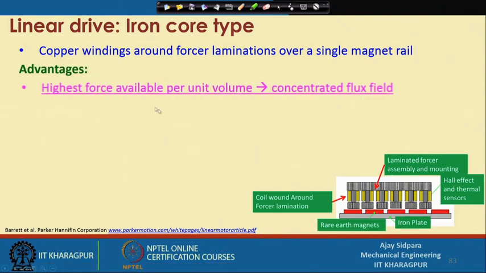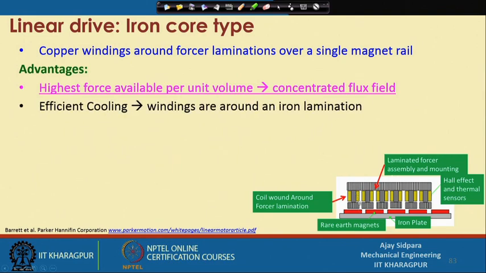So, what are the advantages here? The highest force available per unit volume, because here you will get a concentrated flux field. So, that magnetic flux field is very concentrated. Compared to all the three, you will get more force. Efficient cooling, because windings are around the iron lamination.